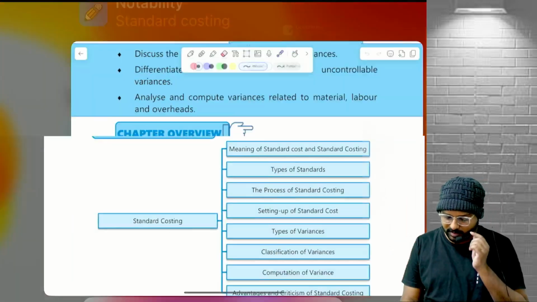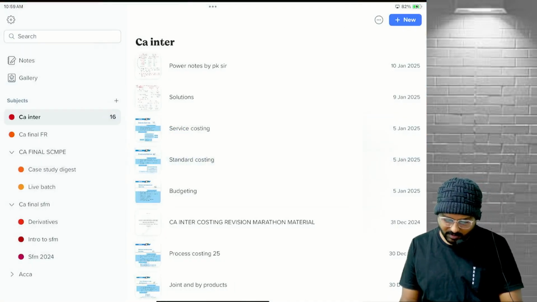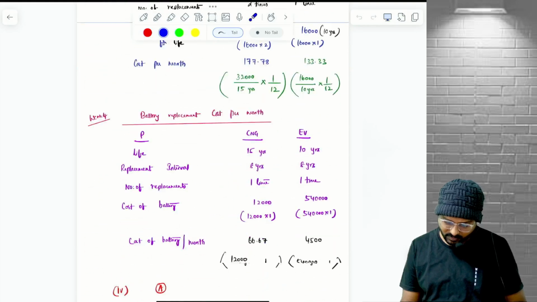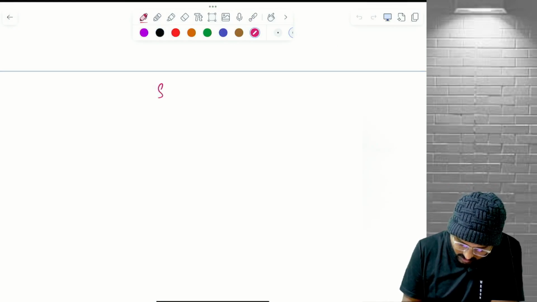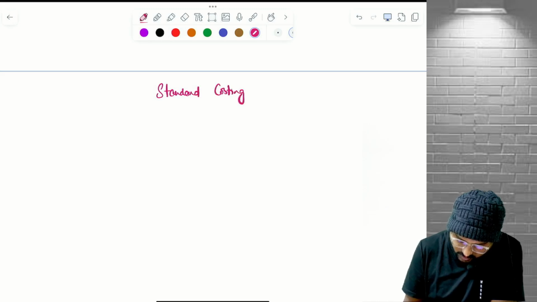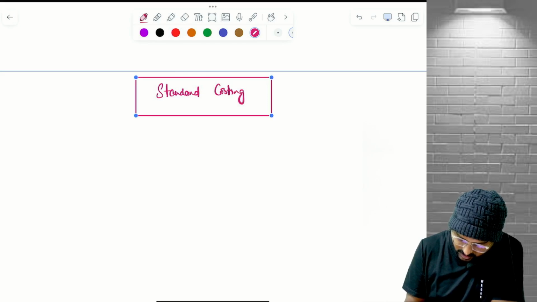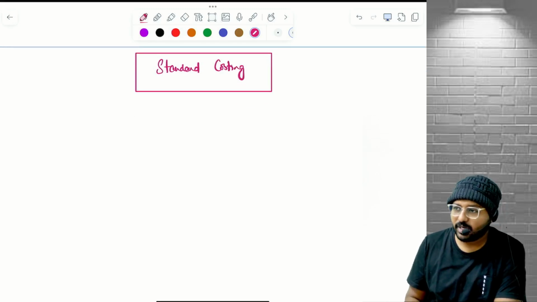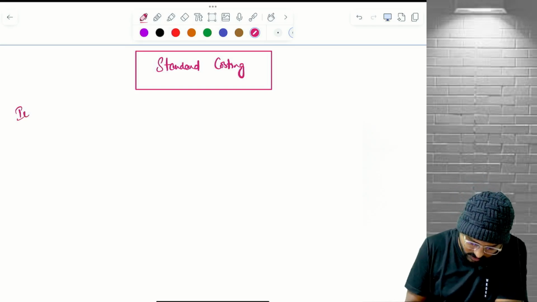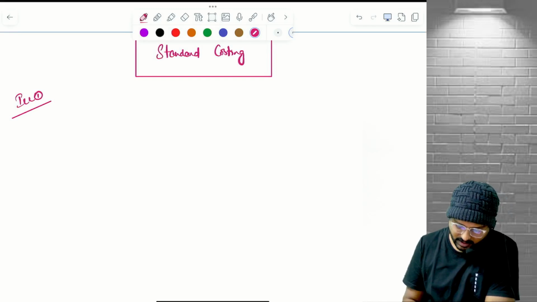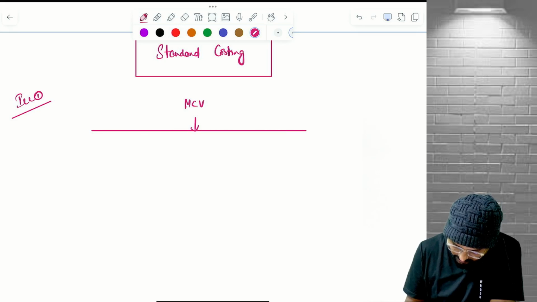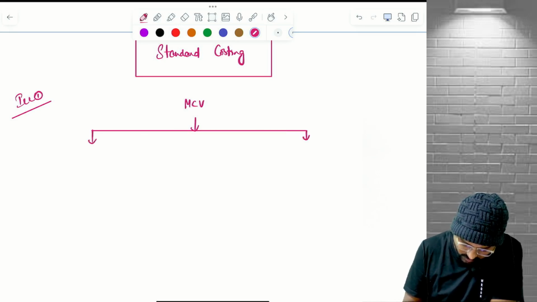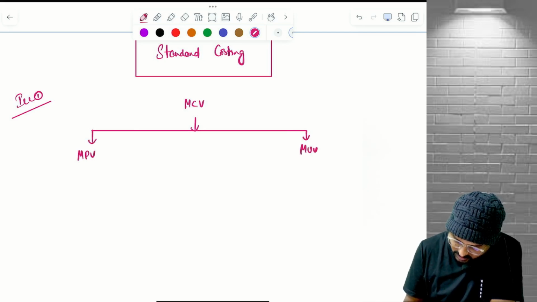Now tell me the first thing. Do we have multiple raw materials or a single raw material? If there is a single raw material, then what is the classification that we'll have? Cost variance will be divided into what and what? Price and usage. Correct? Right. So therefore, illustration 1. What should I write here? Material cost variance is divided into price variance and usage variance. Correct?